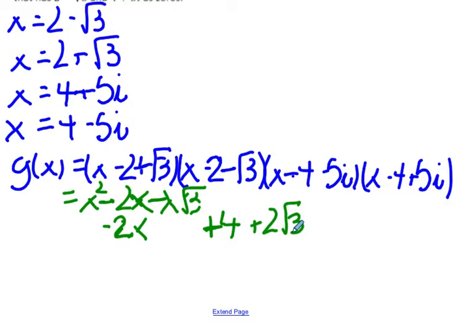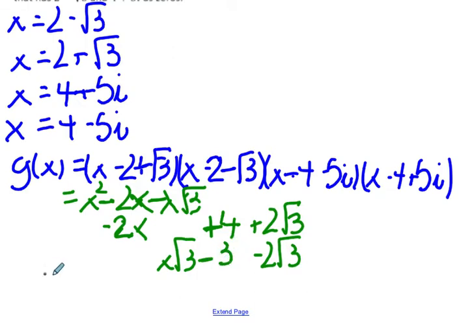And then finally, I need to take the radical 3 through. So radical 3 times x gives me x radical 3. Radical 3 times negative 2 gives me minus 2 radical 3. And then radical 3 times negative radical 3 would give me negative square root of 9, which is negative 3.